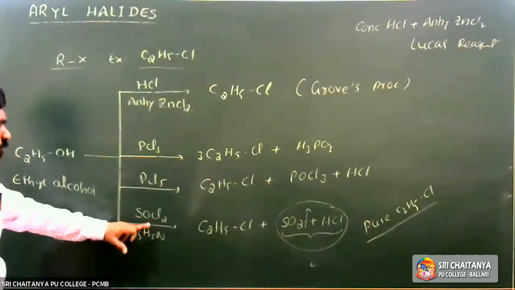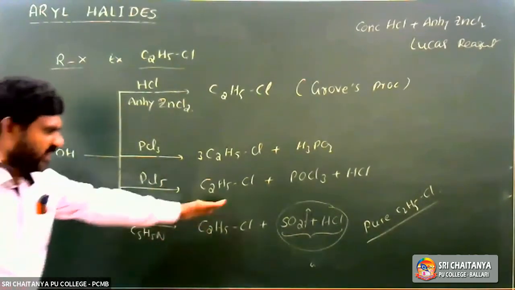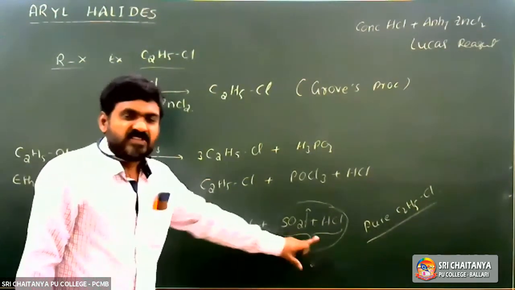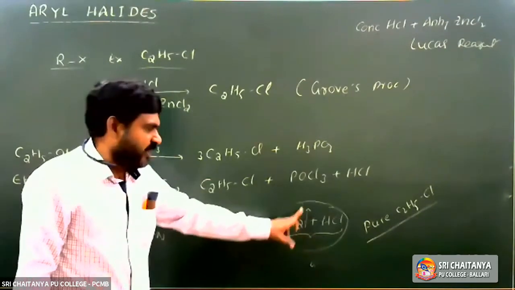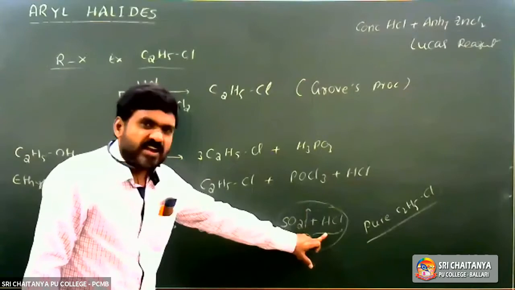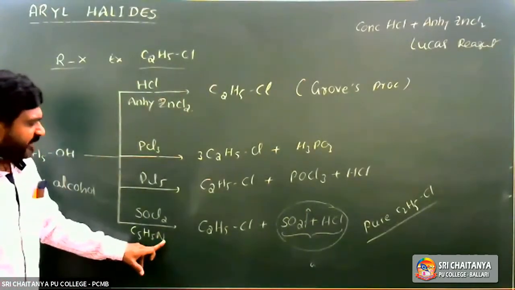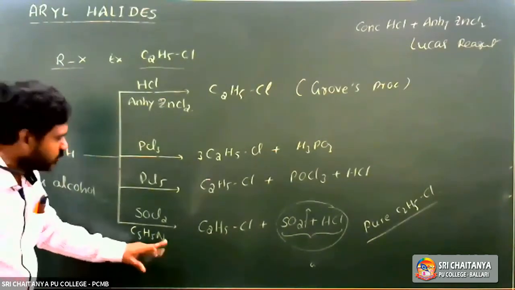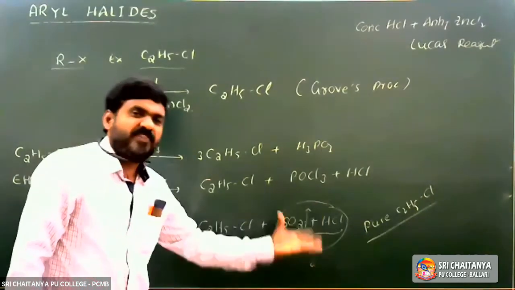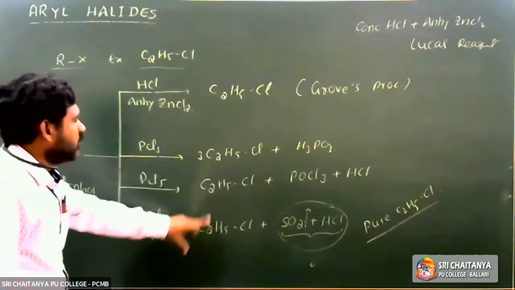Next, SOCl2 in the presence of pyridine. Why is pure ethyl chloride obtained in this method? What are the byproducts? SO2 and HCl. Sulfur is a non-metal, and the non-metal oxide is acidic in nature. HCl is already an acid. What is the nature of pyridine? Containing nitrogen, it is basic in nature, so it absorbs or removes the acidic impurities, sulfur dioxide and HCl. So in this method, pure ethyl chloride is obtained.